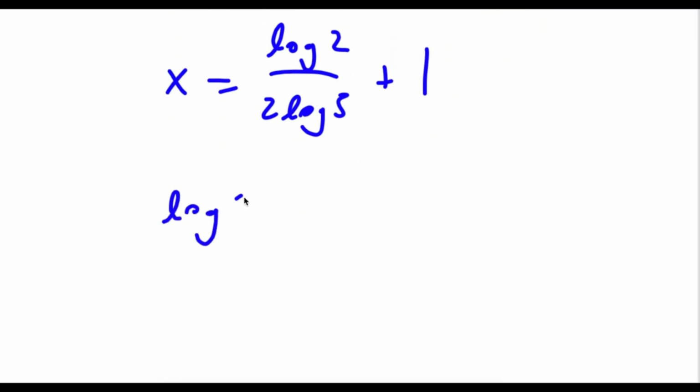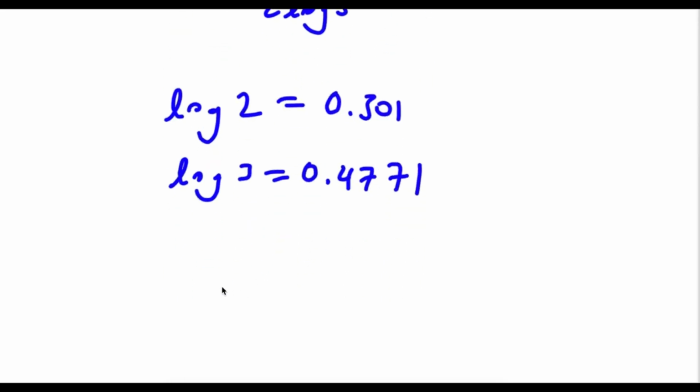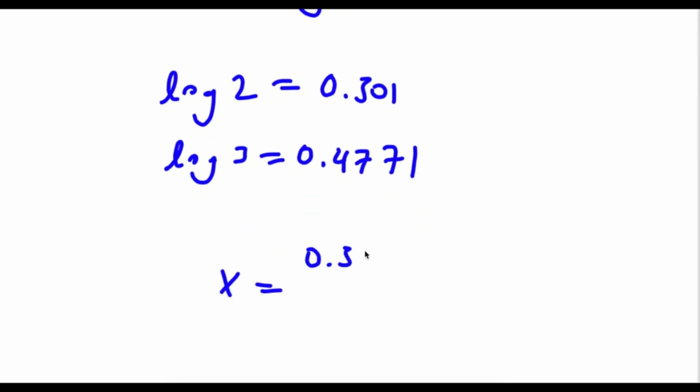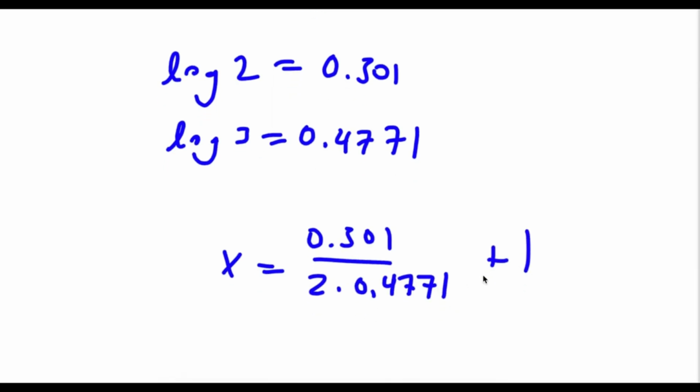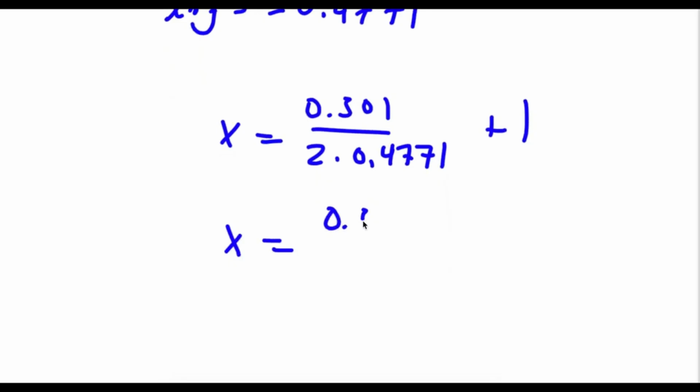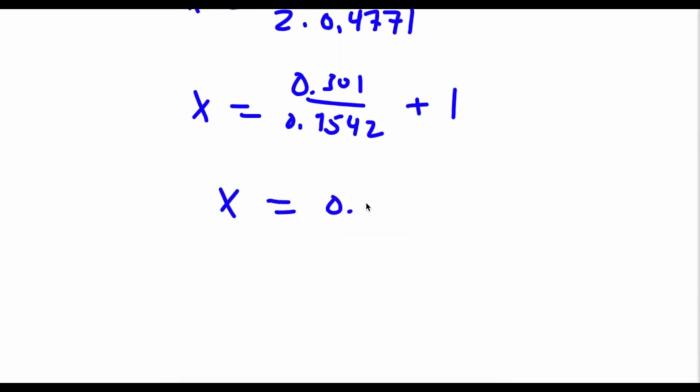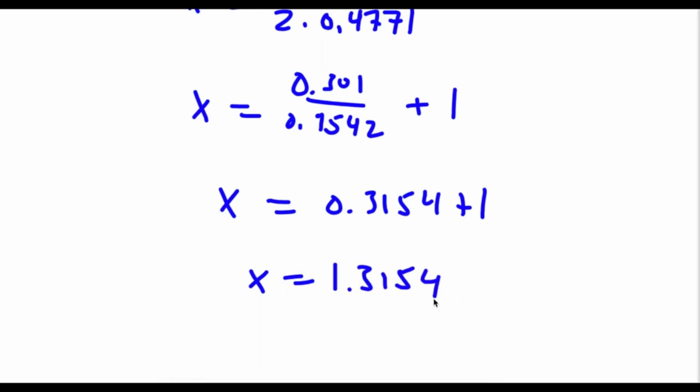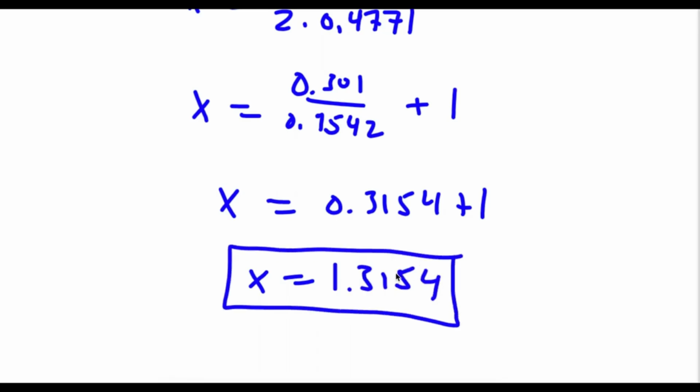Now log 2 is equal to 0.301, and log 3 is equal to 0.4771. So now I have x is equal to 0.301 over 2 times 0.4771 plus 1. Now this is equal to 0.301 over 0.9542 plus 1. This is equal to x is equal to 0.3154 plus 1, which is equal to 1.3154. So this is our answer.